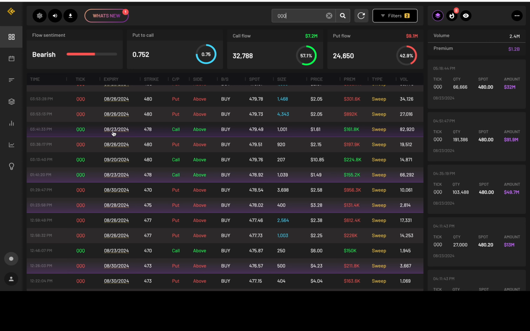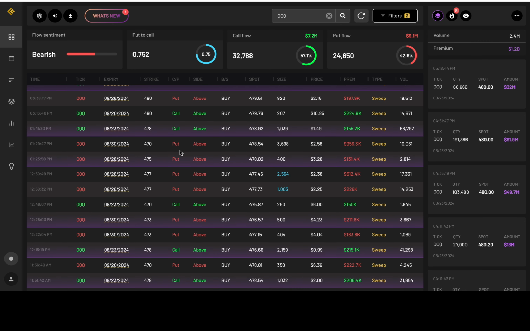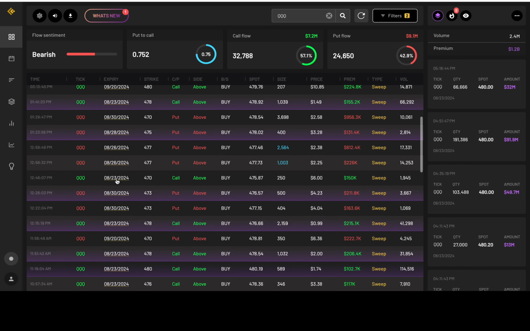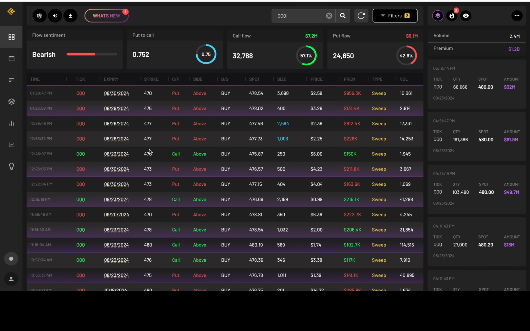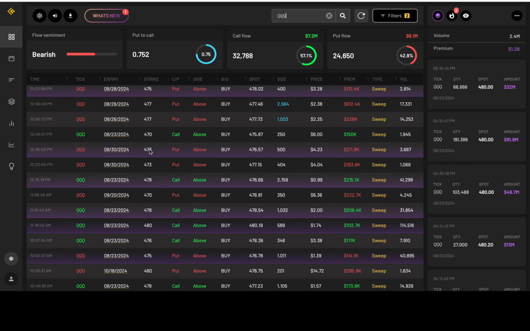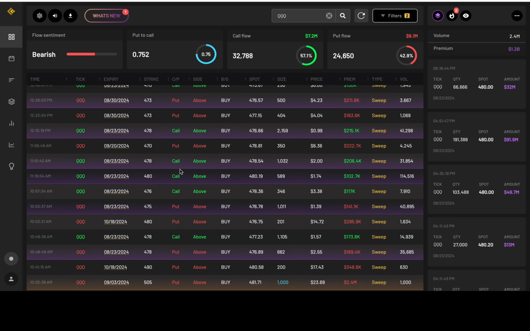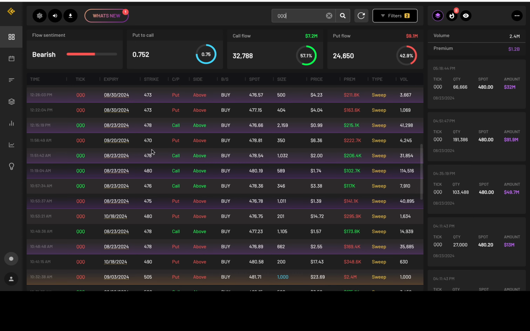This call's expired already. Okay, so this one's August 30th, 470 strike price. But they entered around 478.5, so they're down a little bit. They do have some time. These puts are all going to be expired tomorrow. These people are going to need like a miracle, like a gap down. Yeah, so all the calls are also expiring tomorrow. This puts September 20th, 470 strike price. They got time.